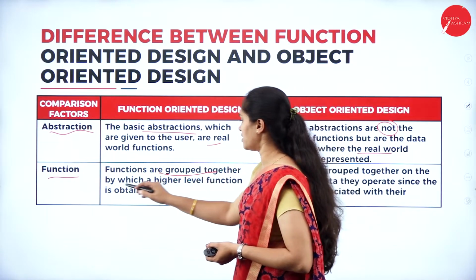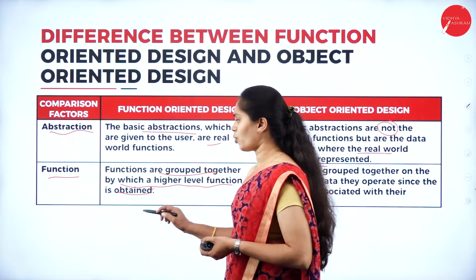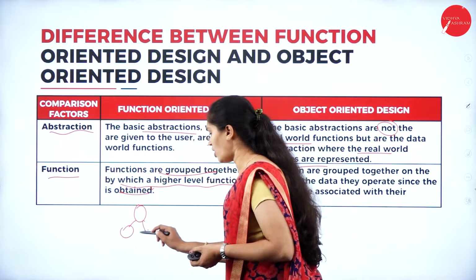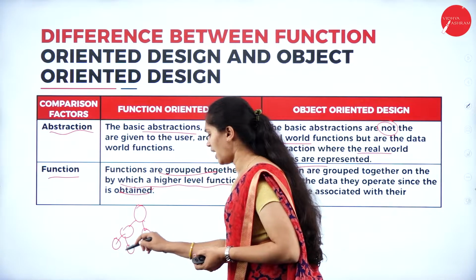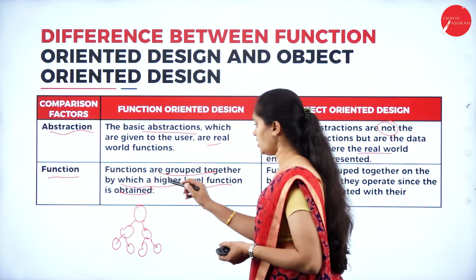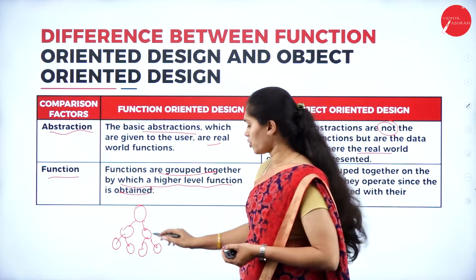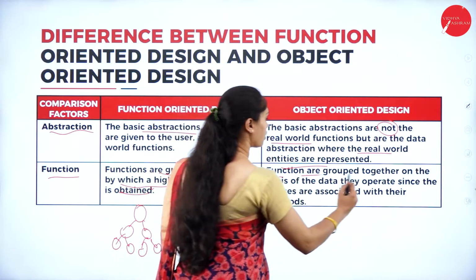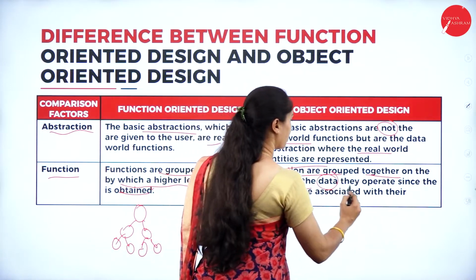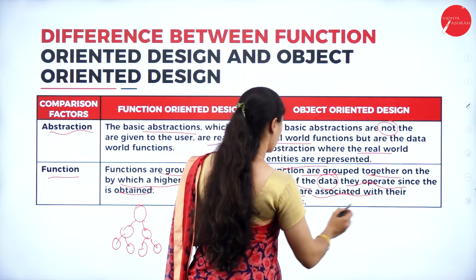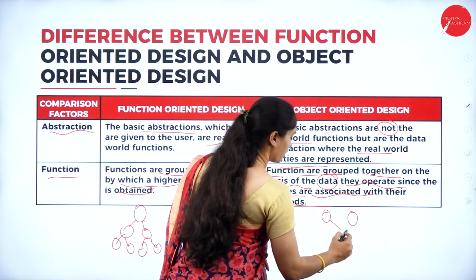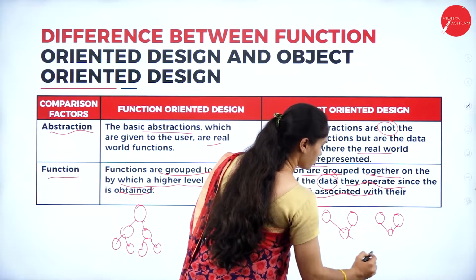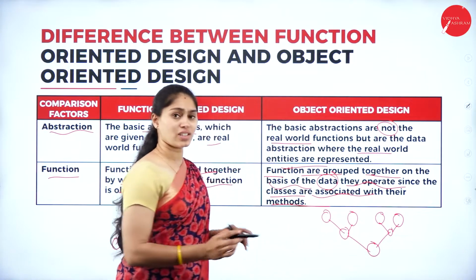Then how about functions? Functions are grouped together by which a higher level function is obtained. So in function oriented design, we tie all the functions together to get a higher level of function. But in the object oriented design, functions are grouped together on the basis of the data they operate on, since the classes are associated with their methods. So this follows the bottom up approach, and with the help of that we do the designing. This is the difference.